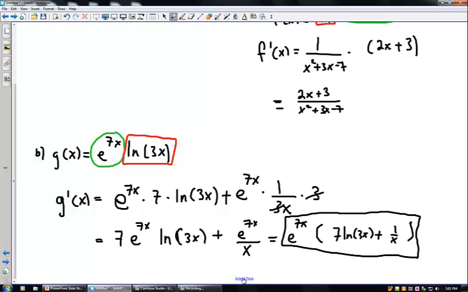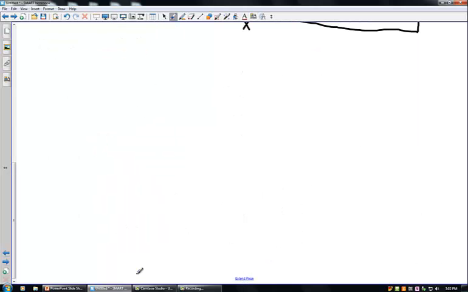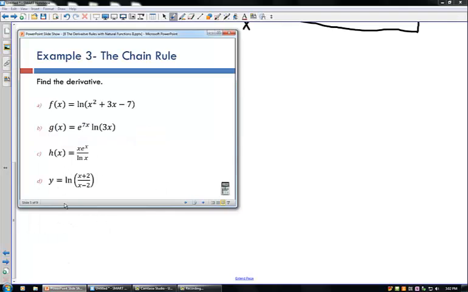Okay, let's take a look at the next question. Part C. Now when I look at this, I have a high function and a low function. And that rule would involve everything. So which rule involves the high function and low function? Hopefully you're thinking the quotient rule. Not the product rule, right?